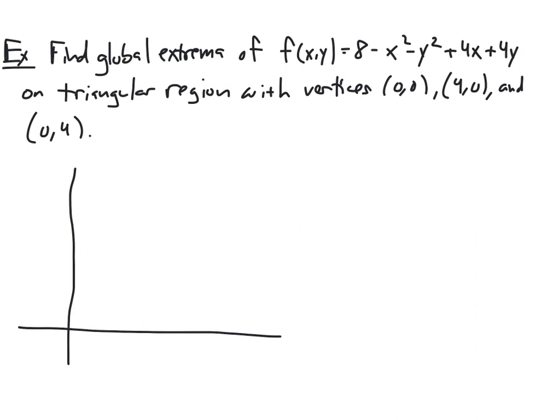And so our region, we have our 3 points. We have (0, 0), which is the origin. We have the point (4, 0), which is our point out here. And we have our point (0, 4), which is 4 units up on the y-axis. And so we have our point there. And so we end up with those three segments as the sides of our triangle. And so we have this triangle right here. And we have, of course, all the points inside of that triangle.